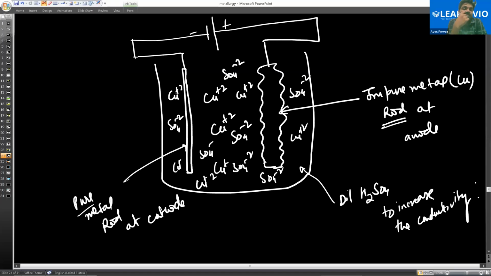So we cannot refine those highly reactive metals with this method. We can purify only the mid reactive metals. Understood? Yes or no? Yes.